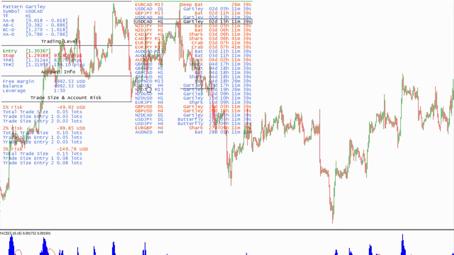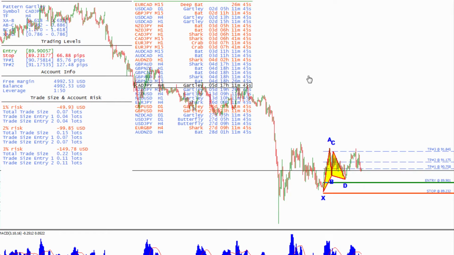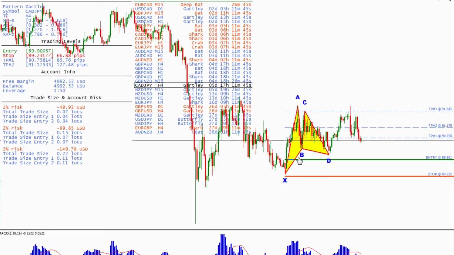So let's look at more Gartley patterns, maybe look at some stuff in the past that had happened. All right, this one didn't seem to reach the exact entry.